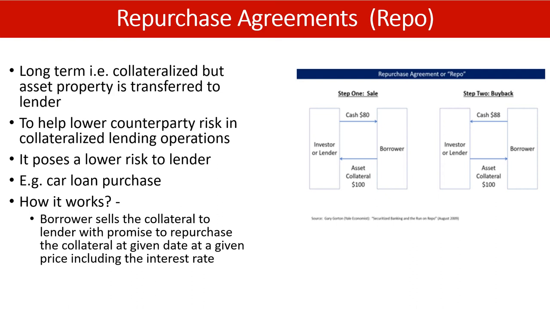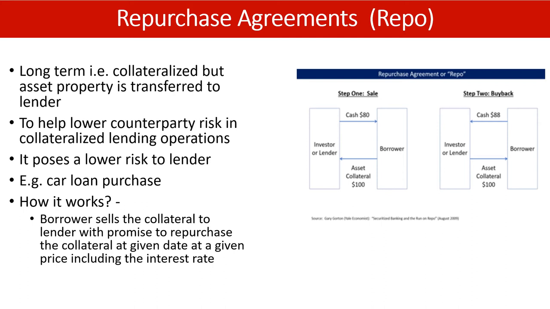The difference between this initial selling price and the future repurchase price is that the future price would include some interest. So for example, if you borrowed 80 rupees or $80 of cash with the promise that you will be repaying, but now you are giving your collateral also as an asset, right? $80 cash borrowed plus 20 is, say for example, the interest. So $100 worth of asset collateral is going to be there with the lender.